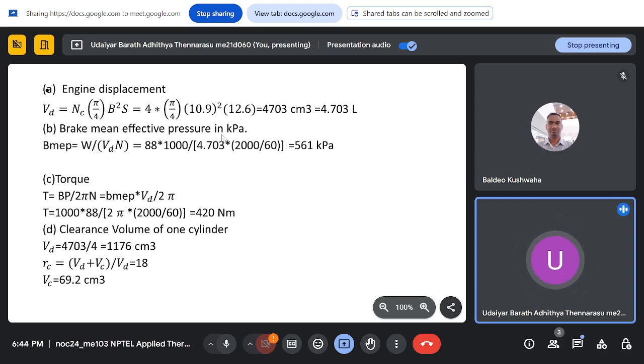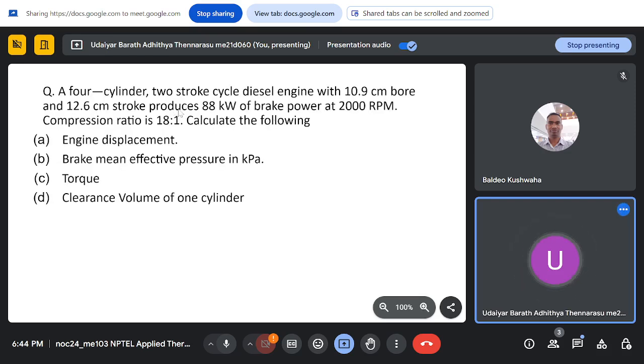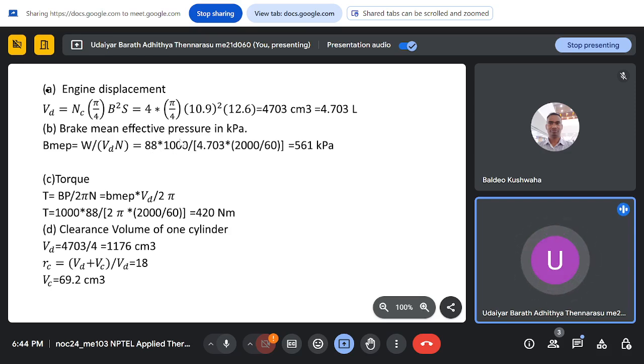So brake mean effective pressure, that will be your total work done divided by the swept volume and into number of rotations. So work is per stroke, so per stroke divided by Vd into speed of engine. So the brake mean effective pressure will be, in the problem it is already given that the engine produces a brake power of 88 kilowatt. So 88 into 1000 divided by 4.703 into 2000 by 60. So that comes out to be 561 kilopascal. So that is the brake mean effective pressure, or you can say the average pressure.